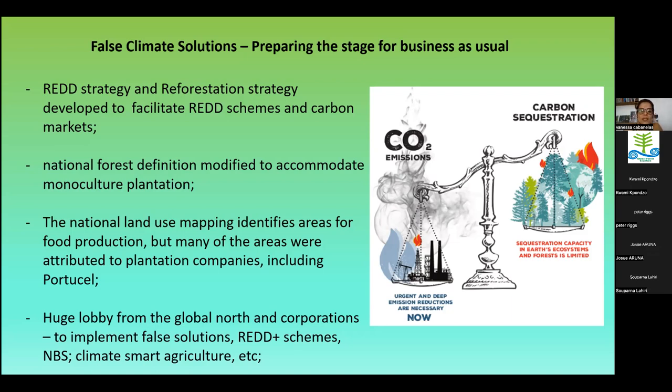The national land use planning, which has been ongoing for a few years, I'm not quite sure if it's now finalized, has identified suitable agroecological areas for food production. But although these areas have been identified as priority for food production, still they are attributed to plantation companies, including Portucel, which is a very well-known Portuguese company.